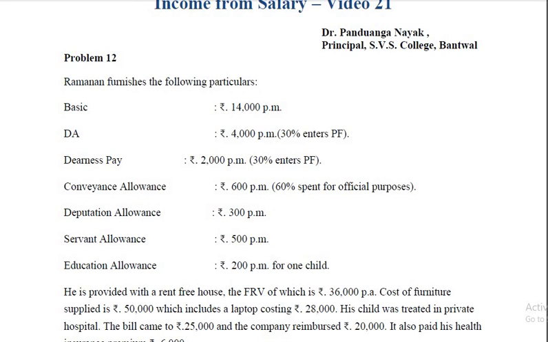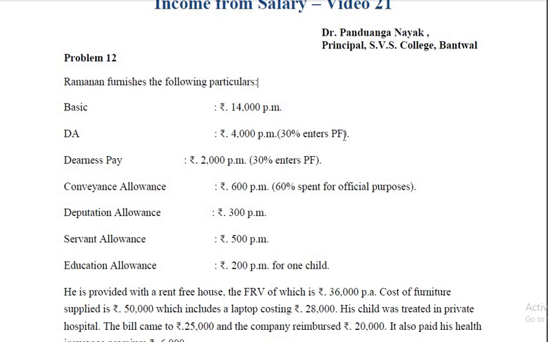So basic is taxable while computing taxable salary. Let us see what are the items to be taken while computing taxable salary. So 14,000 into 12, you will get basic taxable salary. Then DA 4,000 into 12, so annual DA you have to take. And what is given within bracket?